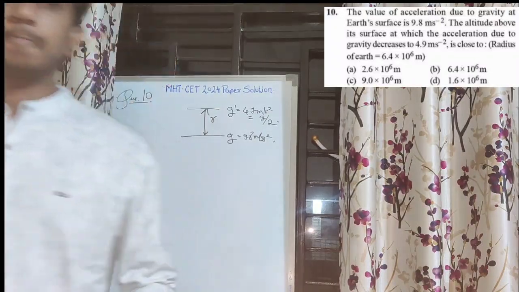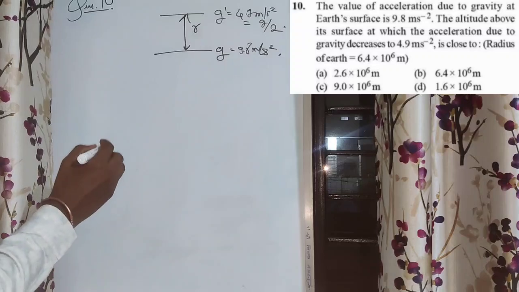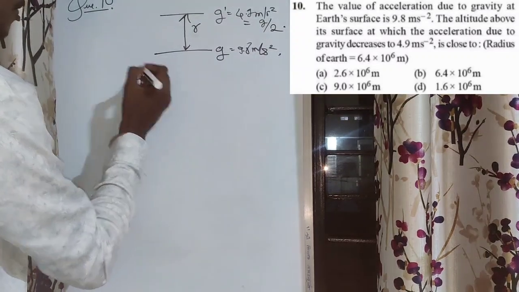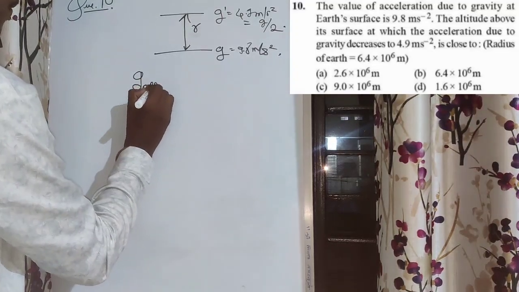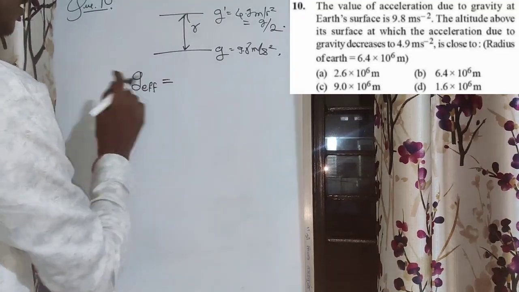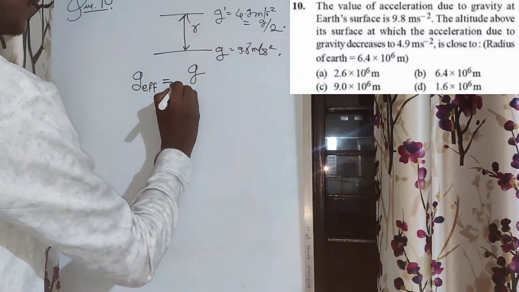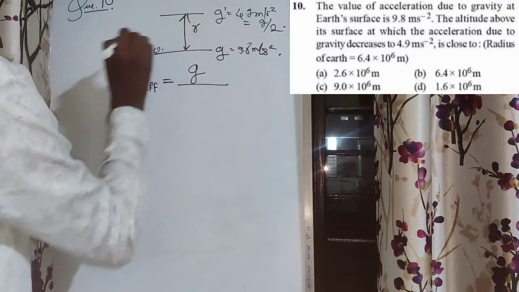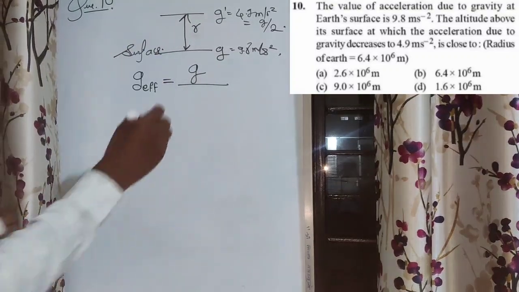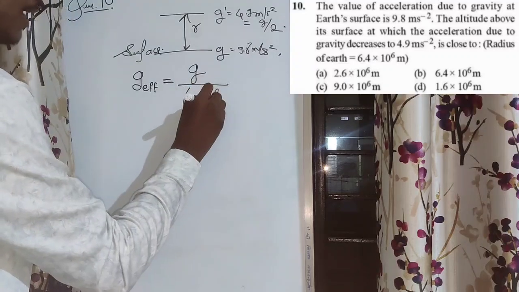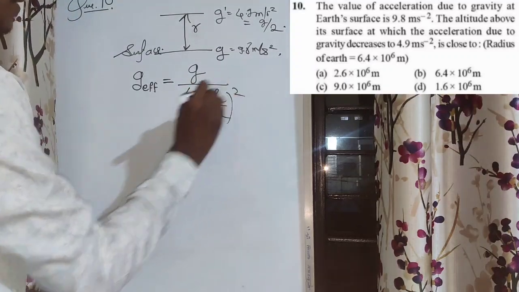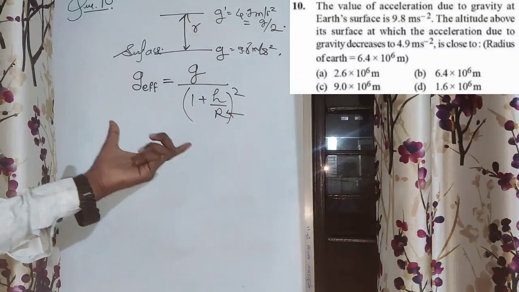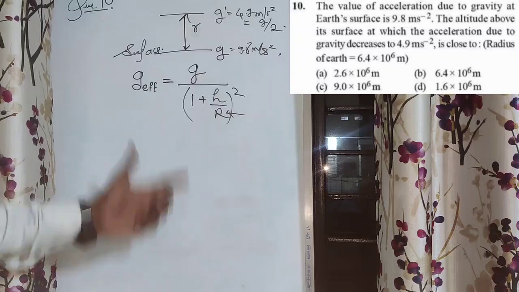From the concepts of the gravitational chapter, we get one relation for the effective acceleration due to gravity. We can write g effective is equal to g, the acceleration due to gravity at the Earth's surface, upon 1 plus h upon r to the whole square. This r is basically the radius of the Earth, which is a known value, 6400 kilometers.